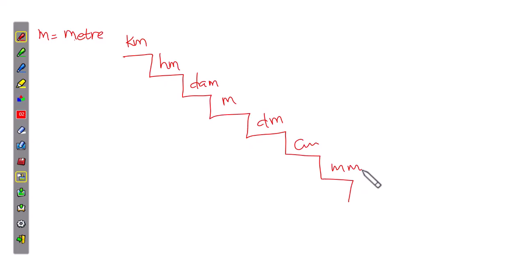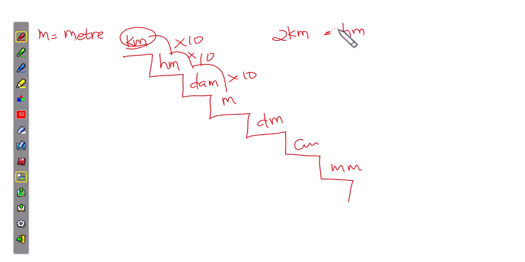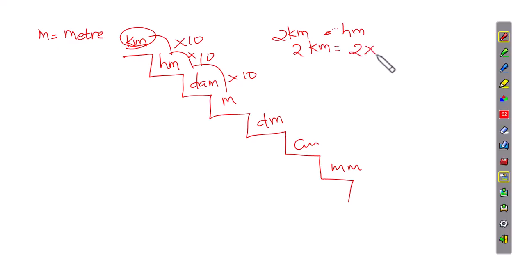We use the stairs to determine that the kilometer is the highest one and has the biggest value. So to convert kilometer to hectometer, we just need to times it by 10, and so on. For example, we have 2 kilometer and we convert it to hectometer. It means 2 kilometer equals 2 times 1 times 10. Then we have 20 hectometer.